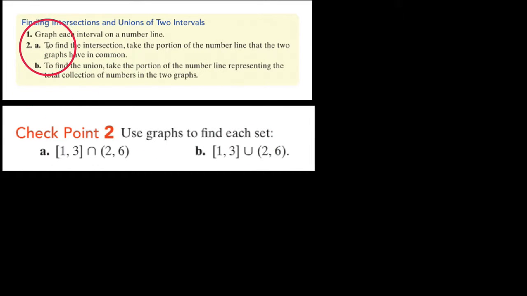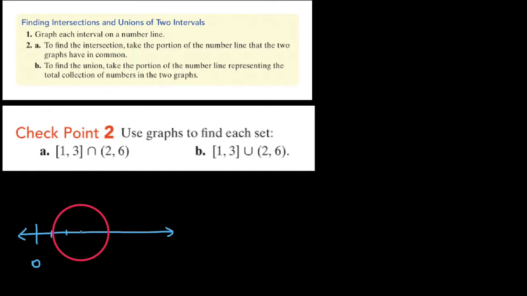Number one is we're going to graph both of these intervals on the number line. But remember, when we talk about the intersection, we're talking about the things that they have in common in those two sets. So once we've graphed these intervals on the number line, to find the intersection, we'll just take the portion of the number line that the two graphs have in common. Whereas when we discuss the union, we're talking about combining those things. So to find the union, take the portion of the number line representing the total collection of the numbers in the two graphs.